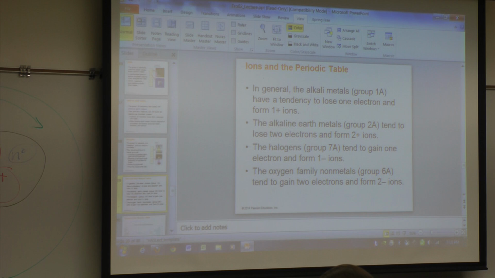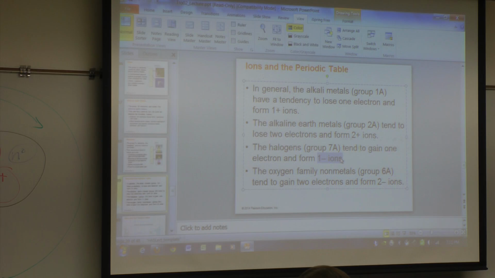So to summarize, group 1A tends to lose an electron, so it forms a 1+ cation. Group 2A forms a 2+ cation. Halogens tend to gain 1 electron, so they are referred to as fluoride, chloride, bromide, and iodide ions.